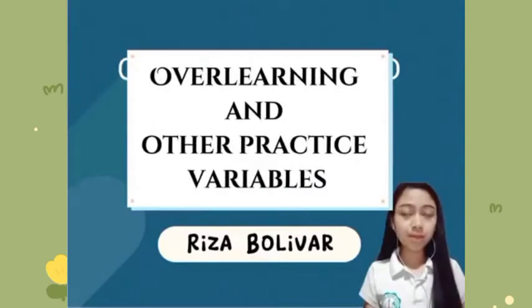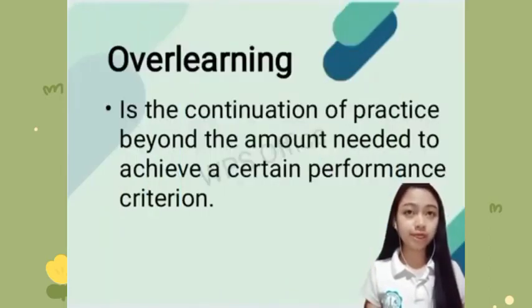Okay, so our next topic is overlearning and other practice variables. So overlearning is the continuation of practice beyond the amount needed to achieve a certain performance criterion. So when we say overlearning, it can be useful for a learner to continue to practice a skill even though he or she can perform it correctly. So such practice increases the person's capability to perform the skill at some future time.